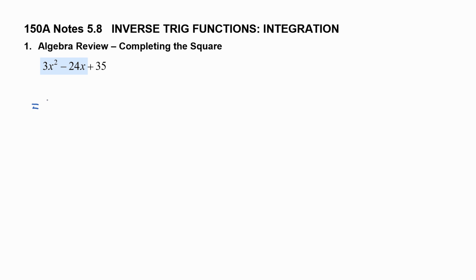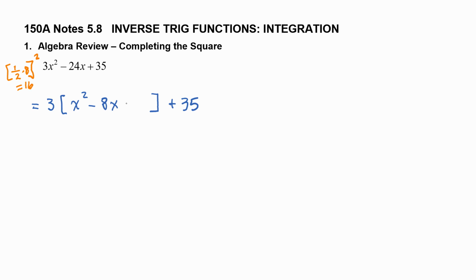So we would write this as 3 times the quantity x squared minus 8x. Now I'm purposely going to leave a little bit of space here because we want to complete the square, and then I'm going to take the plus 35 and throw it on the end. To complete the square, take half of 8 and then square that number. Half of 8 is 4. 4 squared is 16.